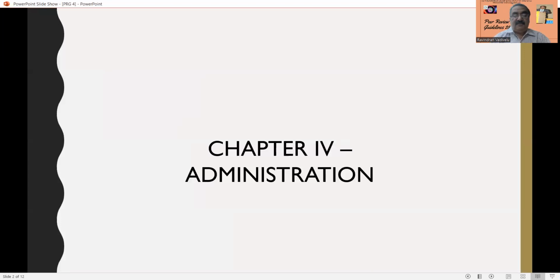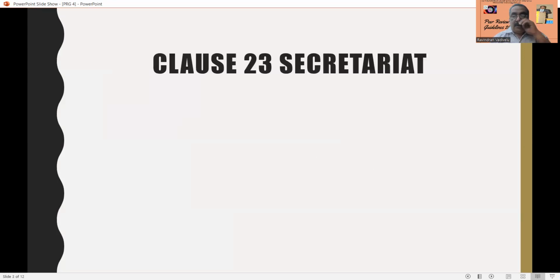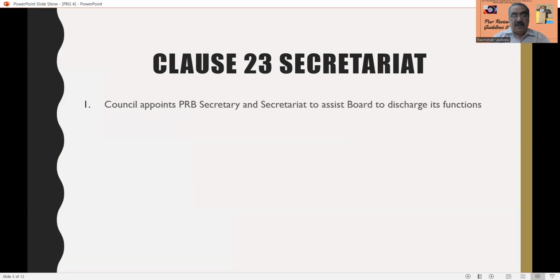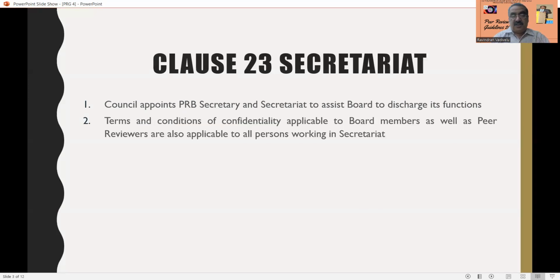Chapter 4 is with reference to administration of the secretariat. So what are the procedures that everyone has to follow? This is dealt with in clause 23 of the secretariat. The council, that is the ICAI council, appoints the peer review board secretary and secretariat in order to assist the board as well as to discharge the board's functions. So the PRB secretary, peer review board secretary and secretariat, have to help the board to discharge its functions.